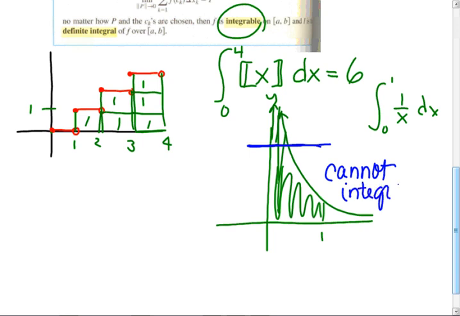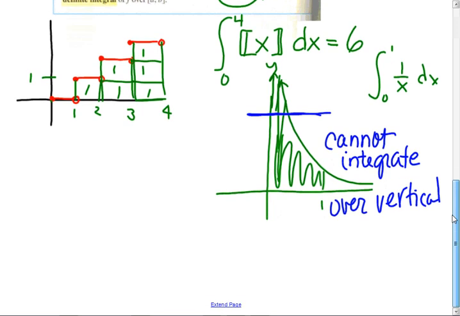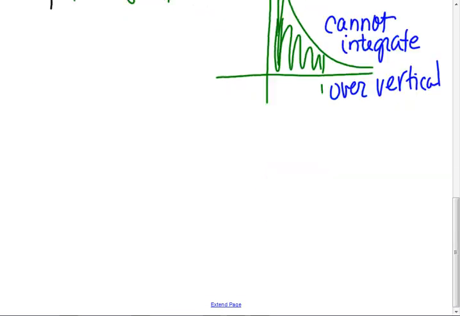Not easily. You cannot integrate over vertical asymptotes. That should make sense. But you can integrate discontinuities provided they're not too bad.